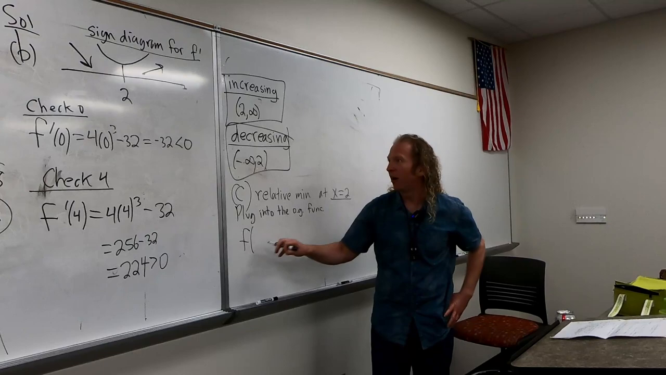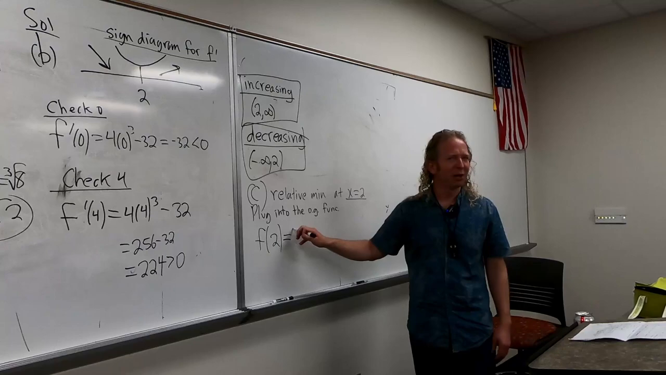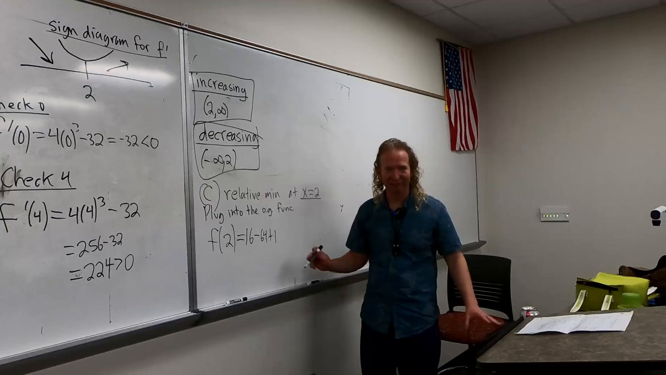So 2 to the 4th is, I'm going to skip a step. No, I won't. I will. I'm going to do it. What's 2 to the 4th? 16. Minus 32 times 2 is 64 plus 1. Where's my calculator? I'm not taking any chances.